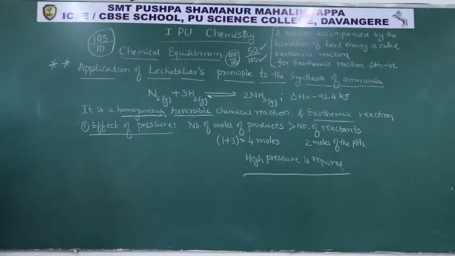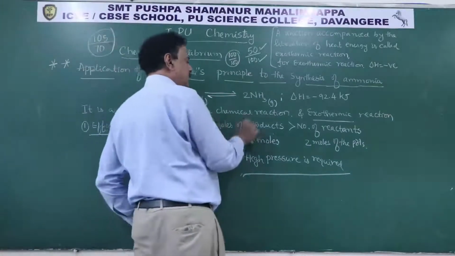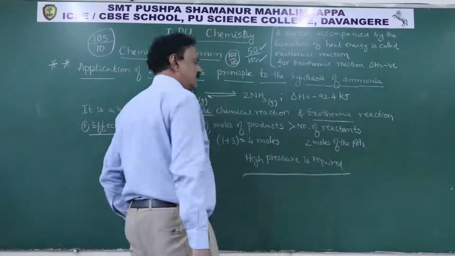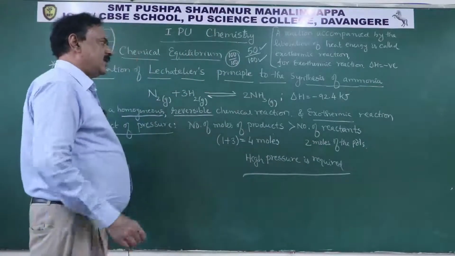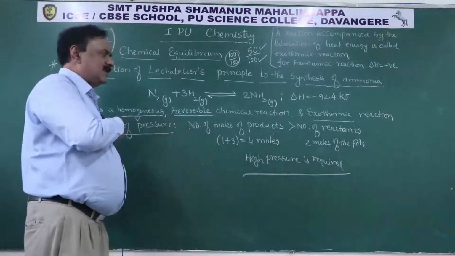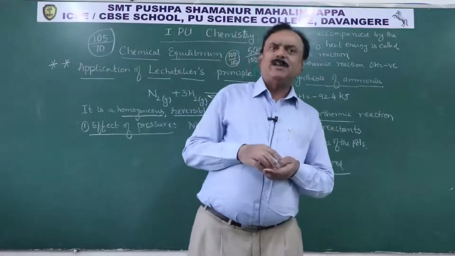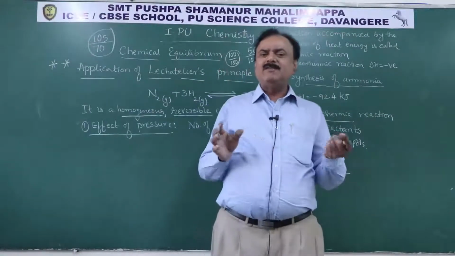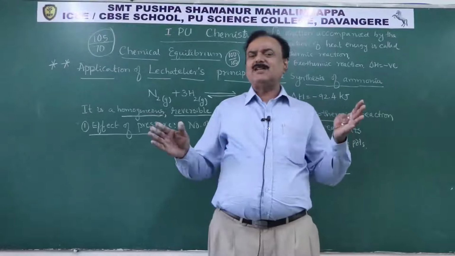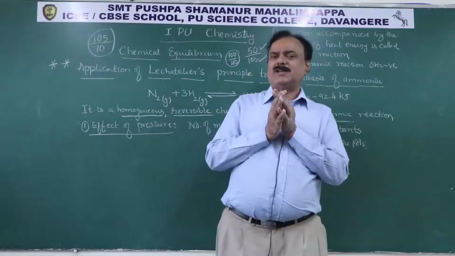What is the effect of the pressure? Whenever the number of moles of the products is greater than the number of moles of the reactants, the yield is very less. Yield is very less means, you know how the product molecules are formed. Product molecules are formed whenever the reactant molecules undergo collision. Just observe the mechanism of the chemical reaction.